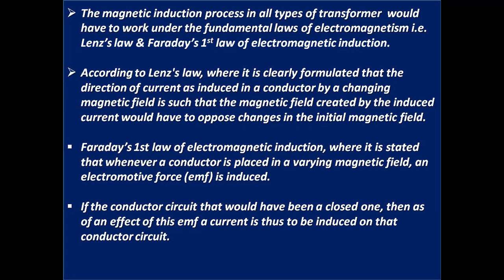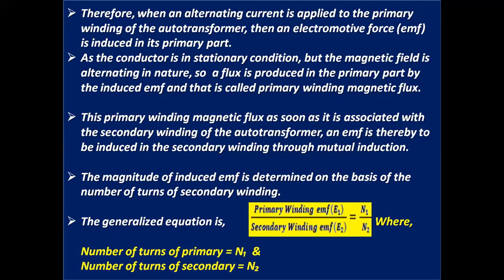Therefore, when an alternating current is applied to the primary winding of the autotransformer, then an electromotive force is induced in its primary part. As the conductor is in stationary condition, but the magnetic field is alternating in nature, a flux is produced in the primary part by the induced electromotive force, and that is called primary winding magnetic flux.